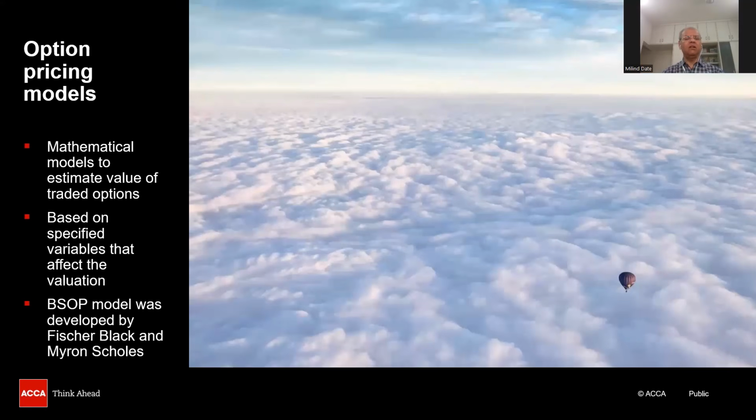Let's now look at the option pricing models that are available. They're basically mathematical models. And these mathematical models were developed initially to estimate value of a traded options. And based on specified variables that affect valuation, a formula of valuation was devised. It was developed basically by Fisher Black and Myron Scholes, and that's why it's popularly known as Black-Scholes model.